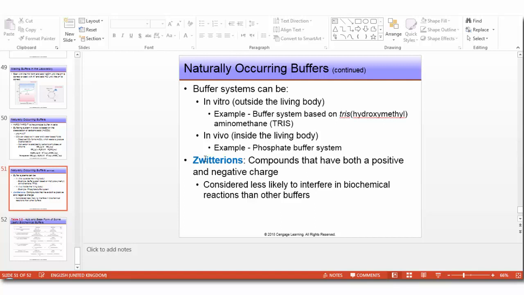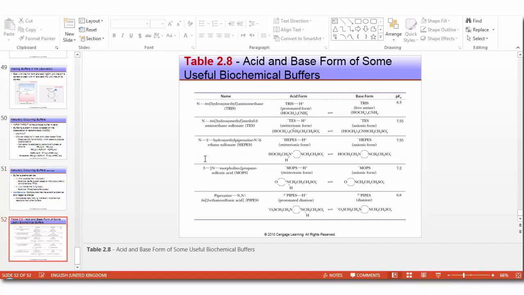We saw two examples: the phosphate buffer, which is found in cells, and the bicarbonate buffer, which is found in blood. Now zwitterions, compounds that have both positive and negative charges, are considered less likely to interfere in biochemical reactions than other buffers. Now most living systems operate at pH levels close to 7. The pKa values of many functional groups, such as the carboxyl and amino groups, are well above or well below this value. So as a result, under physiological conditions, many important biomolecules exist as charged species to one extent or another.